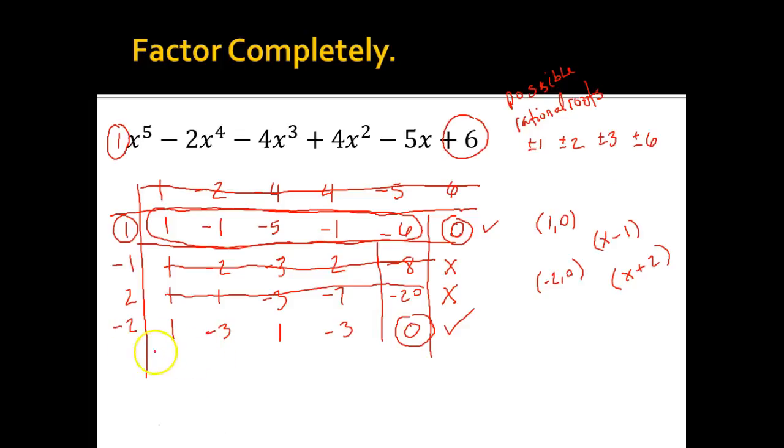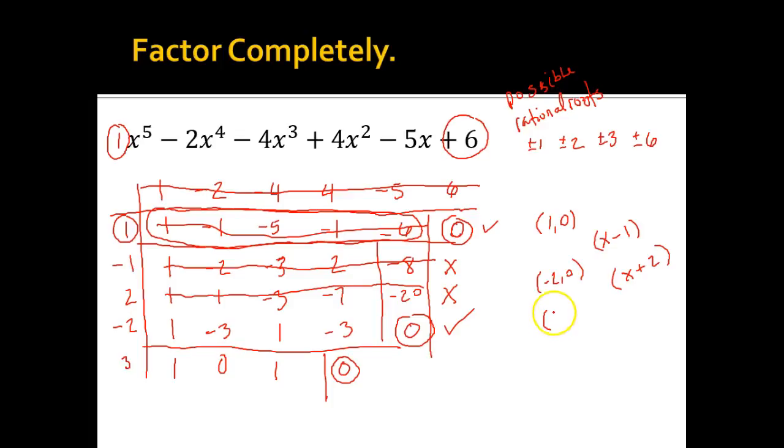Let's do 3, and we're going to draw a line under here. We'll draw a line through here just to remind ourselves we're no longer using that set. And we'll do 3. So bring down the 1 times 3 is 3 plus -3 is 0 times 3 is 0 plus 1 is 1 times 3 is 3 minus 3 is 0. And there it is, my last remainder of 0. And so I am very happy.